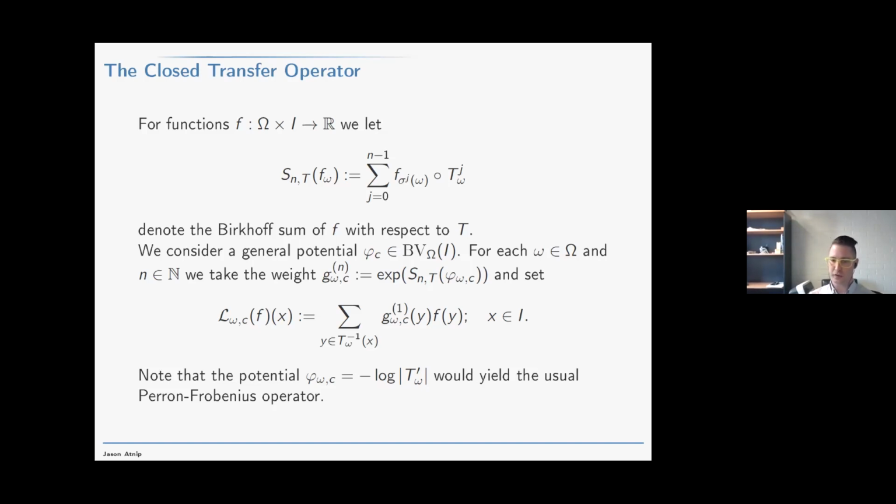And for the usual potential, phi_omega_c is just minus log T_omega prime. This gives us the usual Perron-Frobenius operator.